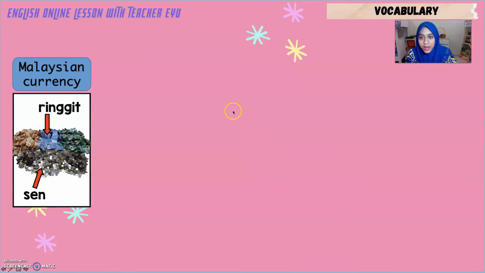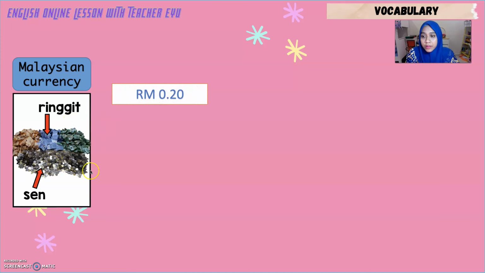Okay, so now we are going to learn about Malaysian currency. Currency means mata wang Malaysia. So in Malaysia, we have two currency which are ringgit and cent. Today we are going to learn how to read the currency. Kita nak belajar macam mana nak baca mata wang Malaysia.